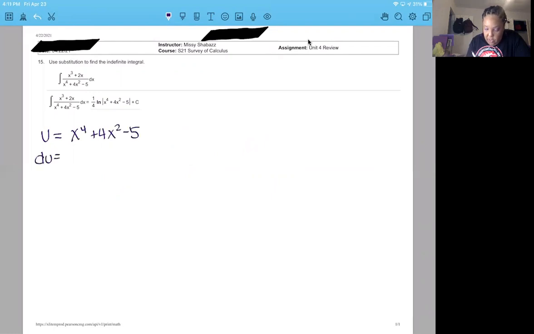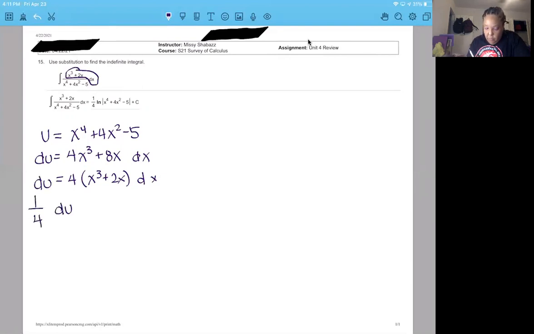Then du equals 4x cubed plus 8x dx. I'm going to factor out a 4 because that gives me x cubed plus 2x, and that's what's in our numerator. So now I'm going to divide by 4. So I have a 1/4 du equals x cubed plus 2x dx.